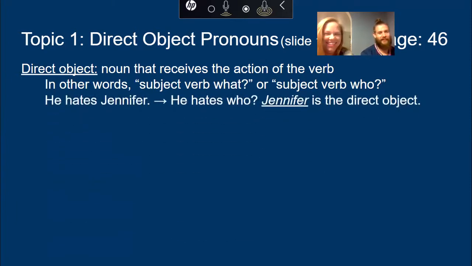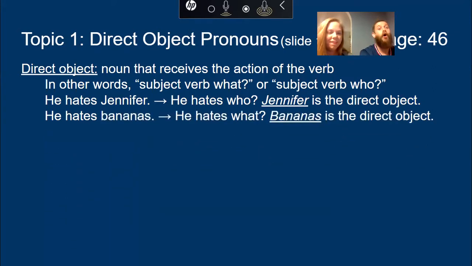So for example, He hates Jennifer. He hates who? Jennifer is the direct object. So he is the subject, hates is the verb. So he hates who? Subject verb who? And it tells you that Jennifer is the direct object. He hates bananas. He hates what? Bananas. It's the direct object.